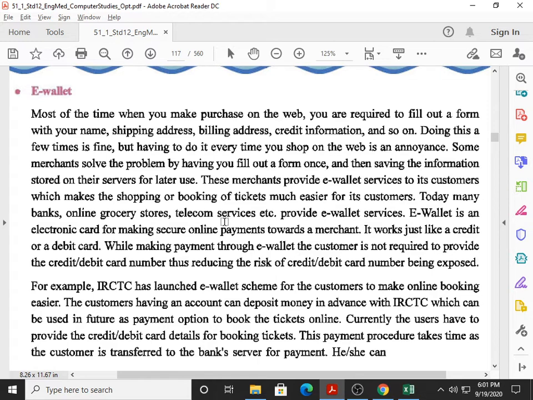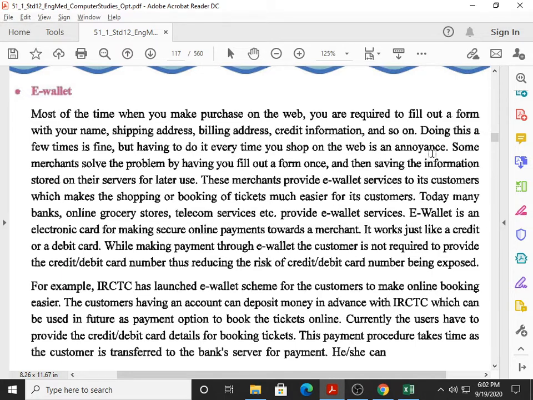So let's read what the textbook says about e-wallet. Now most of the time when you make a purchase on the web, you are required to fill out a form with your name, shipping address, billing address, credit information and so on. As I told you, whenever we purchase, we have to provide all this information. Doing this a few times is fine, but having to do it every time for every website you shop on is annoying.